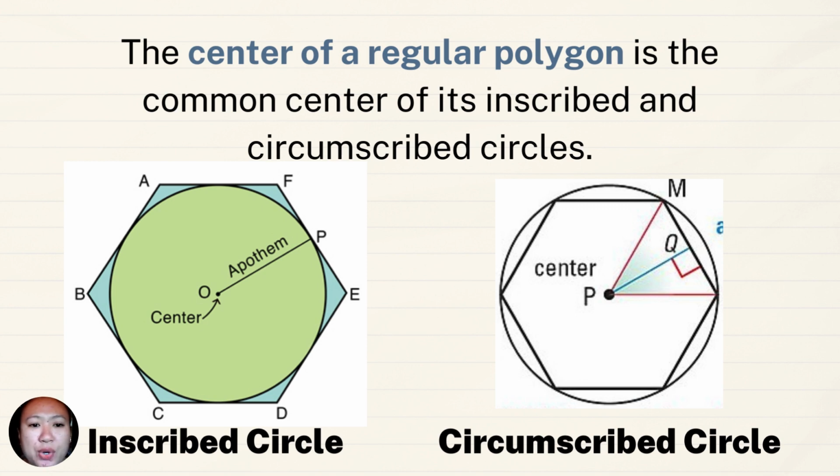The center of a regular polygon is the common center of its inscribed and circumscribed circles. From the illustration below, this shows an inscribed and circumscribed circle. Center O is the center of the polygon and the inscribed circle. Center P is also the center of the polygon and the circumscribed circle.